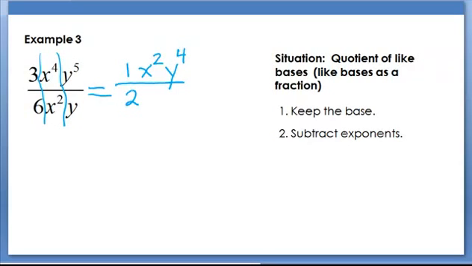And then you would want to recognize this also without the 1 in the numerator. It's okay to have it on there, but a simpler form would leave it off, because 1 times x squared y to the 4th would just give you x squared y to the 4th. So you don't have to have the 1.